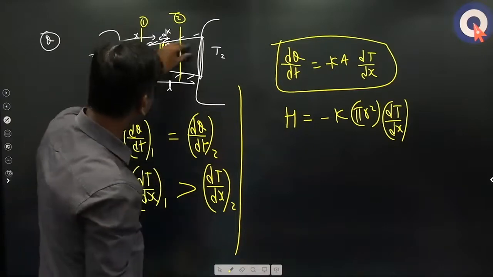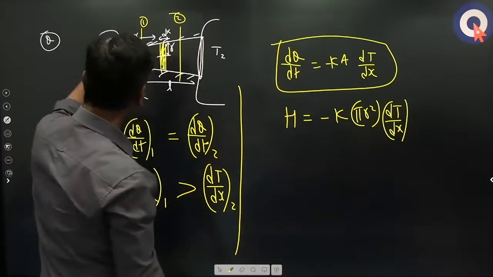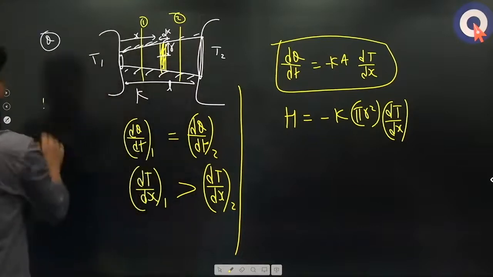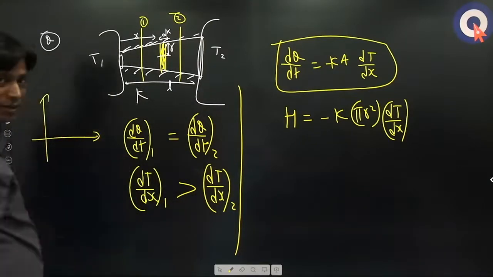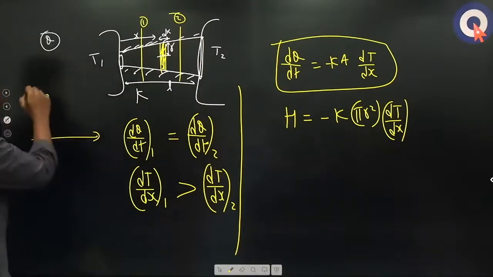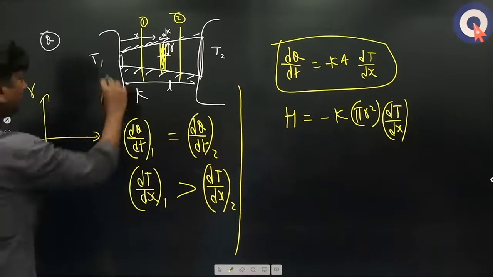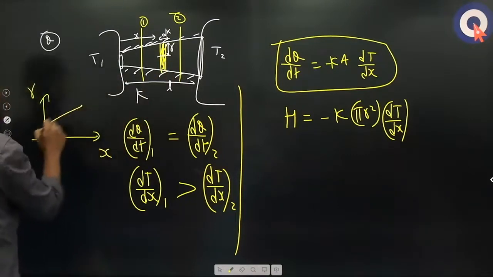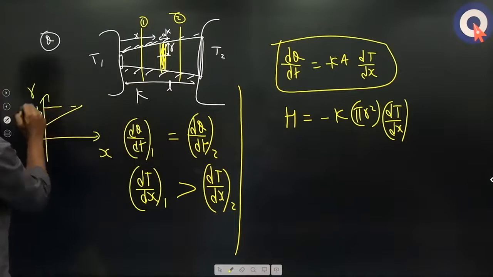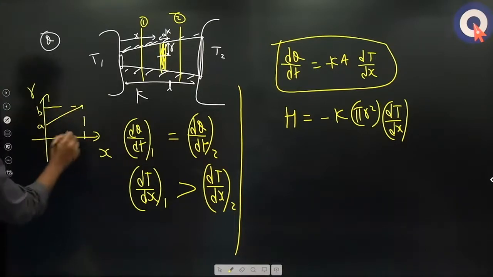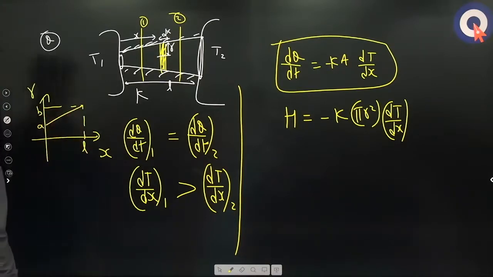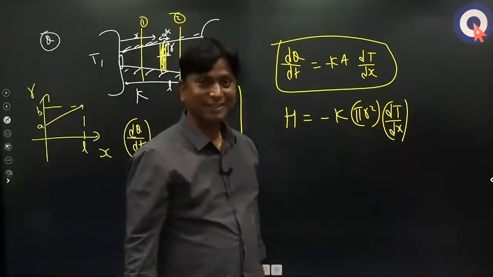Because the radius is increasing uniformly from A to B, you can draw one graph. The radius increases uniformly with length from A to B over a length L. So you can take the equation of this straight line, and you will get the radius in terms of x. You put that here and complete.